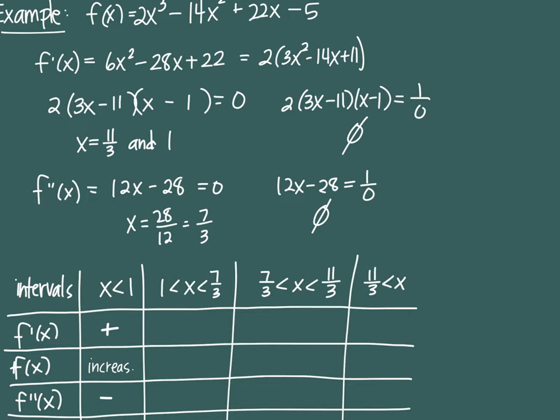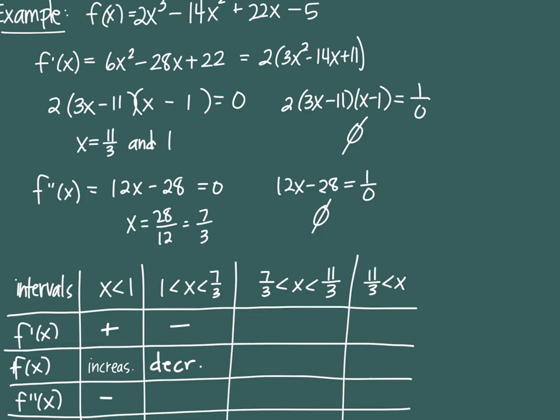That'll be 6 times 2 squared, which is 24, minus 28 times 2, that's minus 56, and then plus 22. So I've got 48 minus 56 altogether. What's the overall value going to be of that? Yeah, it's going to be negative. All right, so that tells me it's going to be decreasing.